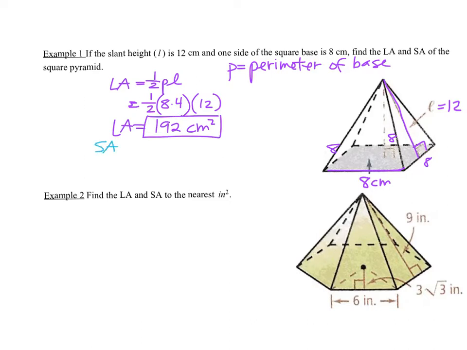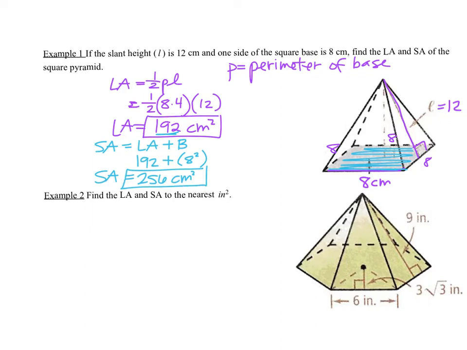Your surface area is your lateral area plus the capital B. And if you think about what that capital B means, remember it was the area of the base. So we're going to say 192 lateral area plus whatever the area of this base is. Well, how do you find the area of a square? You take the length of the side and you square it, right? So 192 plus 64 gives us a surface area of 256 square centimeters. Okay.